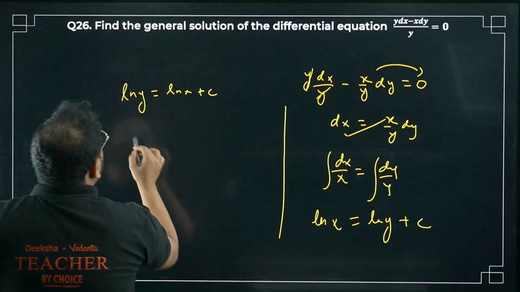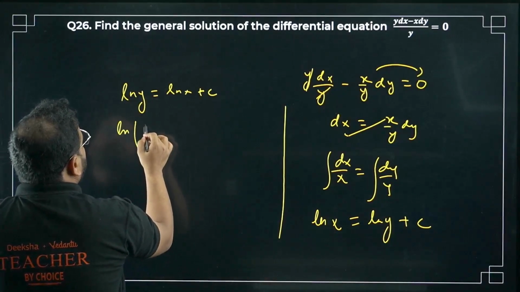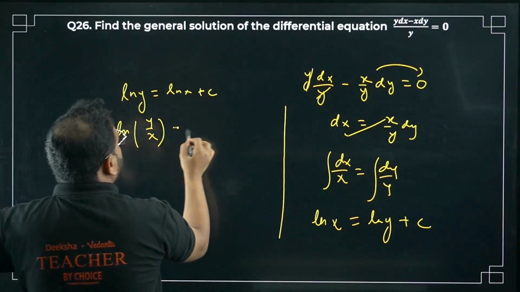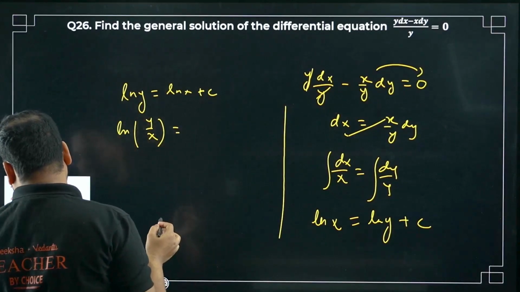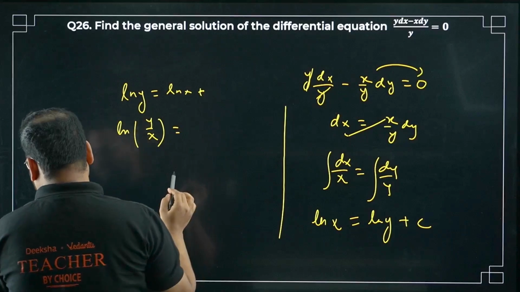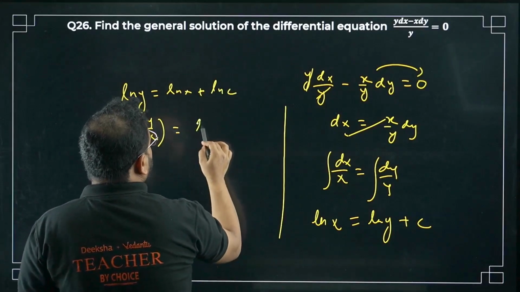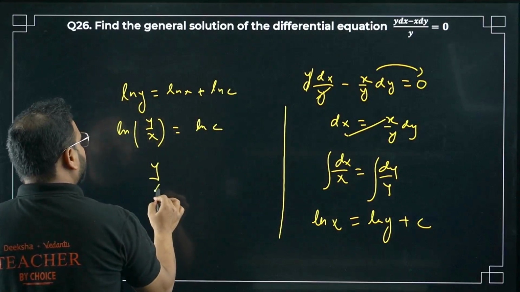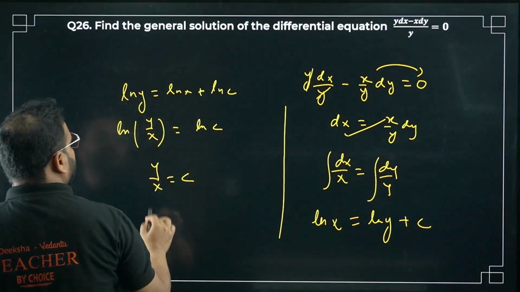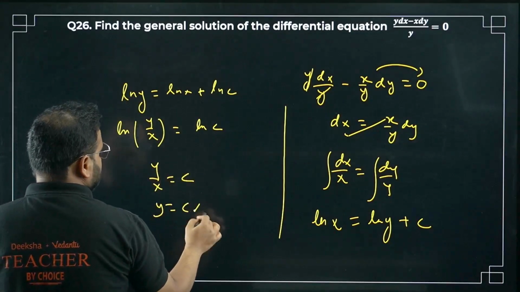So I get this as ln of y by x equals, one thing. I want to write this as ln c, because I can get rid of the log by the property. So ln c I can write here. This will become y by x equals c. So y equals cx.